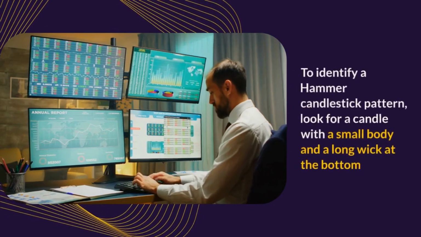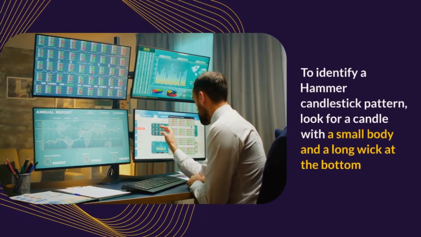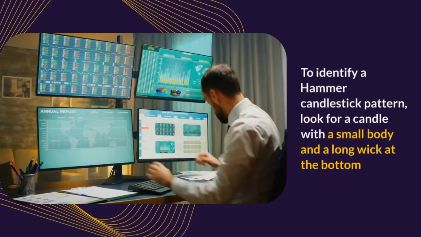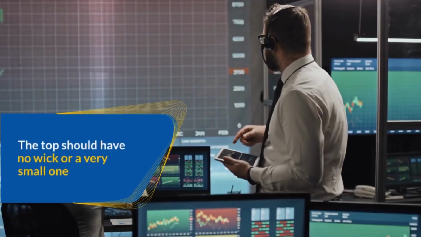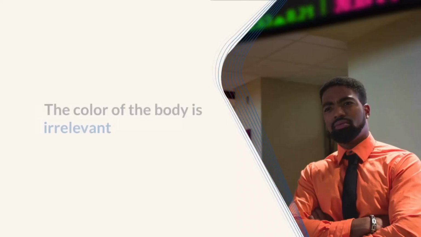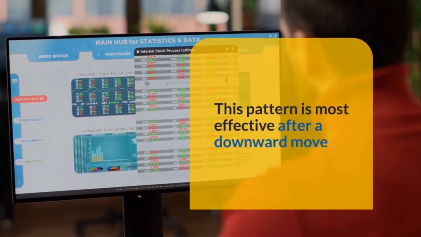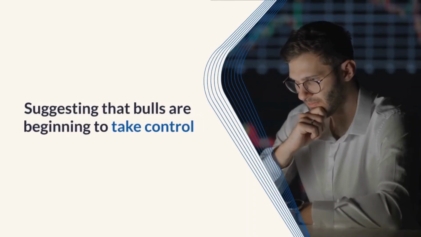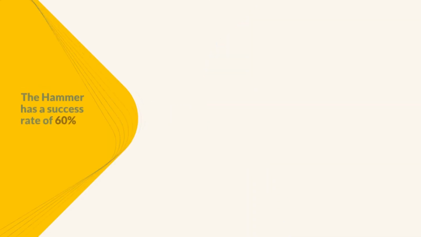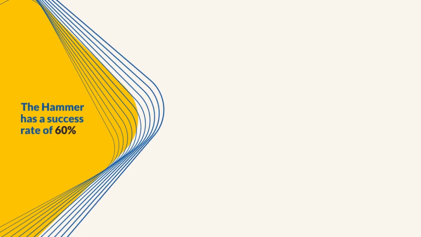To identify a hammer candlestick pattern, look for a candle with a small body and a long wick at the bottom. The top should have no wick or a very small one. The color of the body is irrelevant. This pattern is most effective after a downward move, suggesting that bulls are beginning to take control. The hammer has a success rate of 60%.